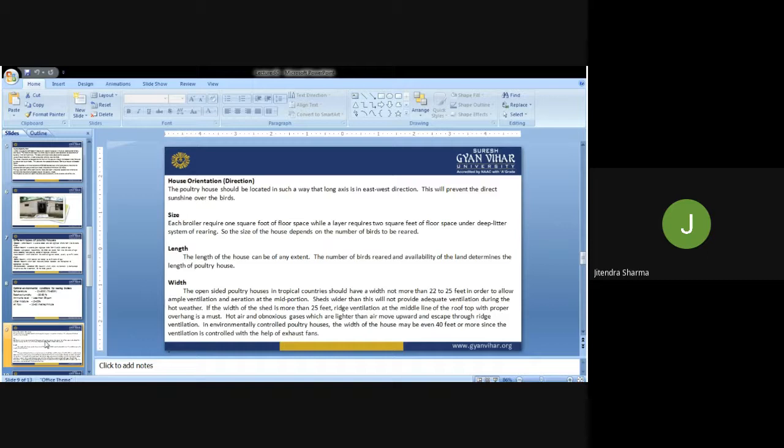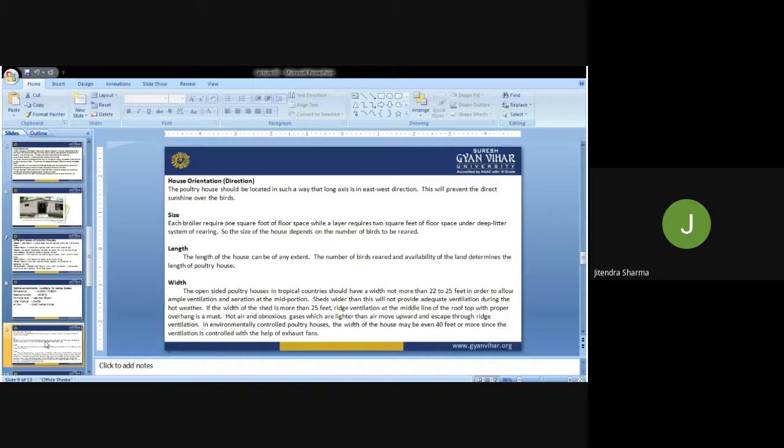Now the size. Each broiler requires 1 square foot of floor space, while a layer requires 2 square feet of floor space under the deep litter system, when we are keeping the birds under the deep litter system. So the size of the house depends upon the number of birds to be reared. If we have 10,000 birds, then we definitely require a bigger building. But if we have 1,000 or 2,000, then you multiply this minimum requirement. For broilers we require 1 square foot, and for layers, as a thumb rule, 2 square feet are required. Keeping all these things in mind, we have to arrange the space on the basis of that.